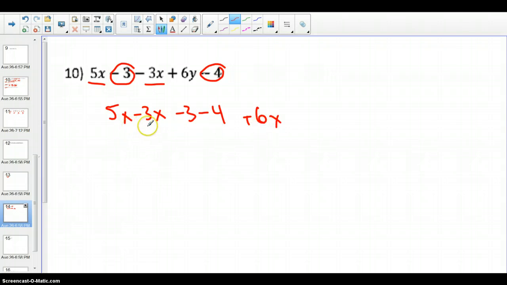Now, 5x minus 3x is 2x. Minus 3 minus 4 is going to be a minus 7. And then I just have 6y left over. So my answer would be 2x minus 7 plus 6y.